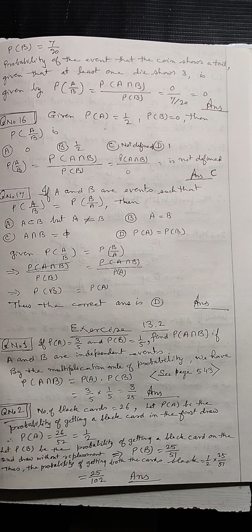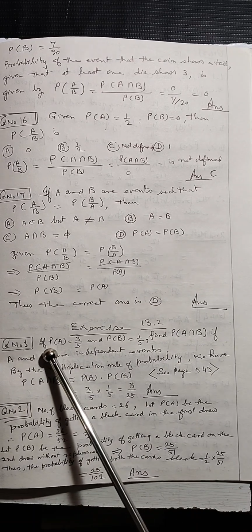CBSE Mathematics Class 12, Exercise 13.2, Question number 1. If probability of A is equal to 3 by 5 and the probability of B is 1 by 5, find the probability of A intersection B if A and B are independent events.